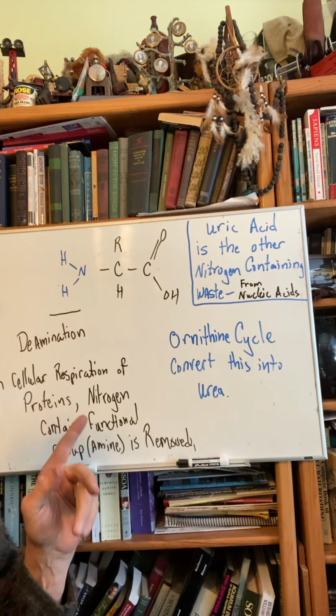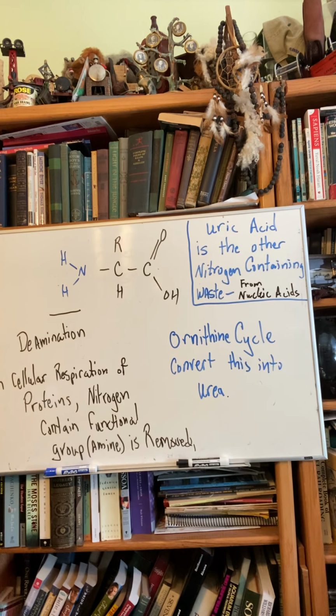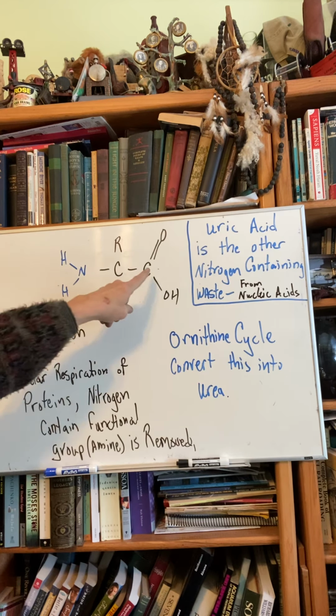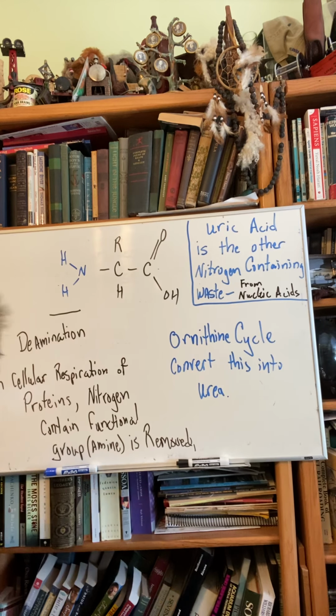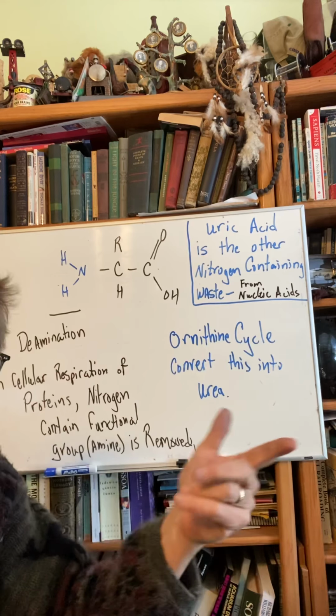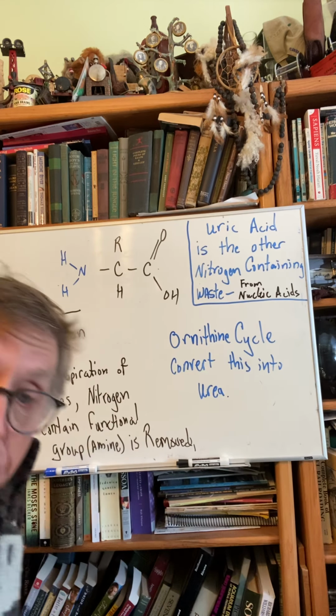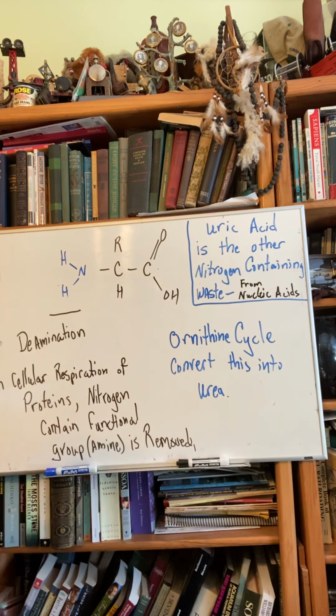Now, when we talked about proteins, we had said, what are proteins made up of? They're made up of chains of amino acids. And every single amino acid in a protein has a nitrogen. So there's lots of nitrogen. When we talk about cellular respiration of proteins, using proteins as a source of energy, the very first step is going to be to remove this nitrogen.